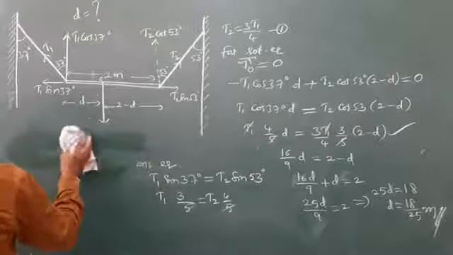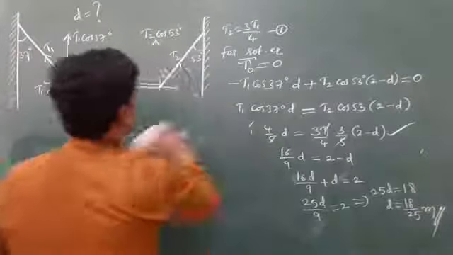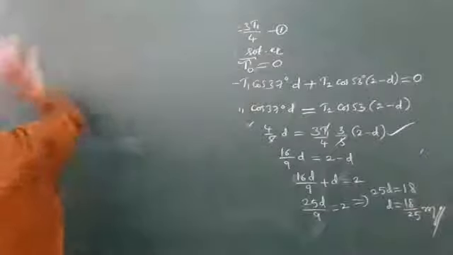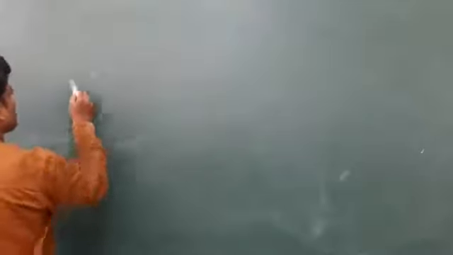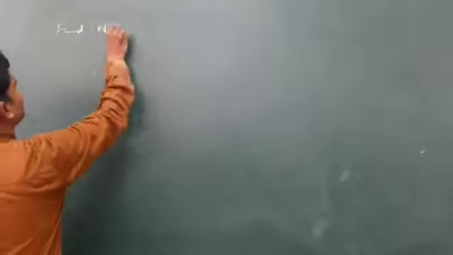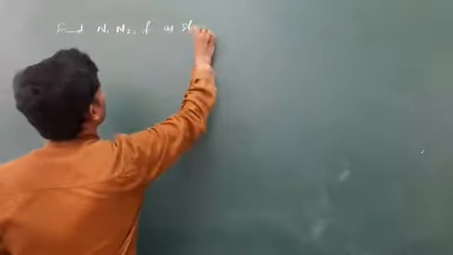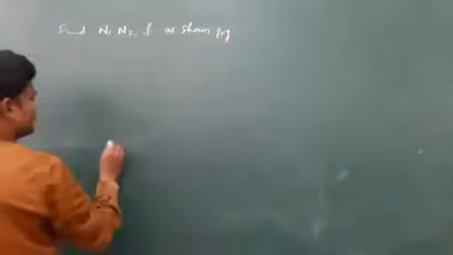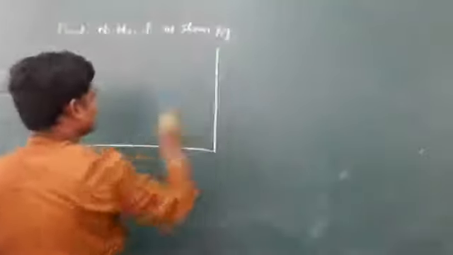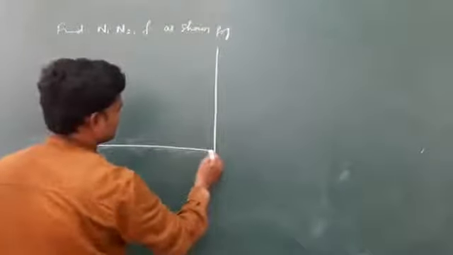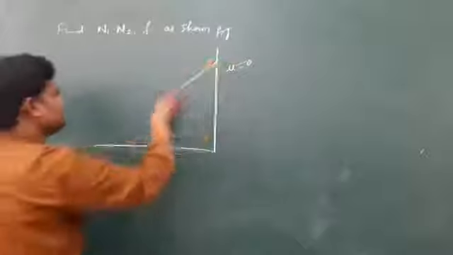See the next step. Next, a ladder problem is given. Let us see how to solve the ladder problem. Let me give one simple problem directly. Find the normal reaction force and frictional force as shown in the figure. They have given this one. Here the frictional force is given, mu is 0, and this is the ladder.